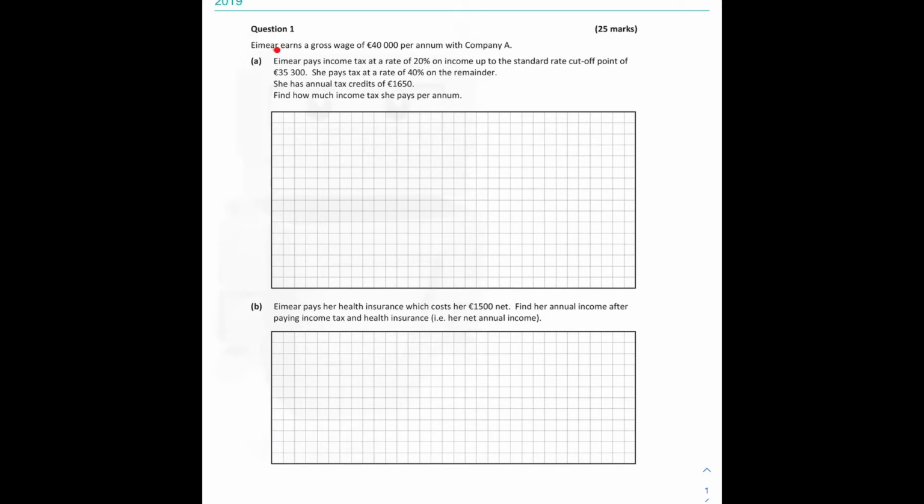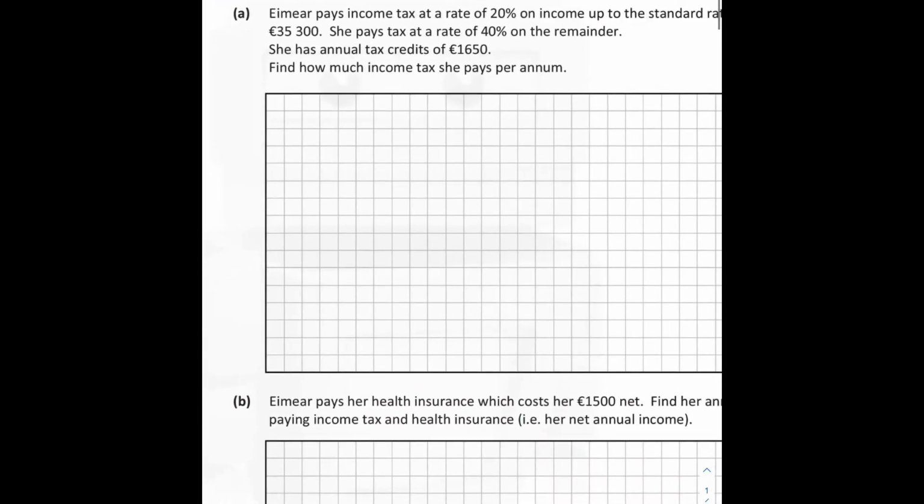So Emer earns a gross wage of 40,000 per annum with Company A. So in total, the amount of money she gets to earn is 40,000. So I'm going to draw that. I'm going to represent that as one big lump of money. So that's just one great big chunk of money, that 40,000. Okay, so that's that taken care of.